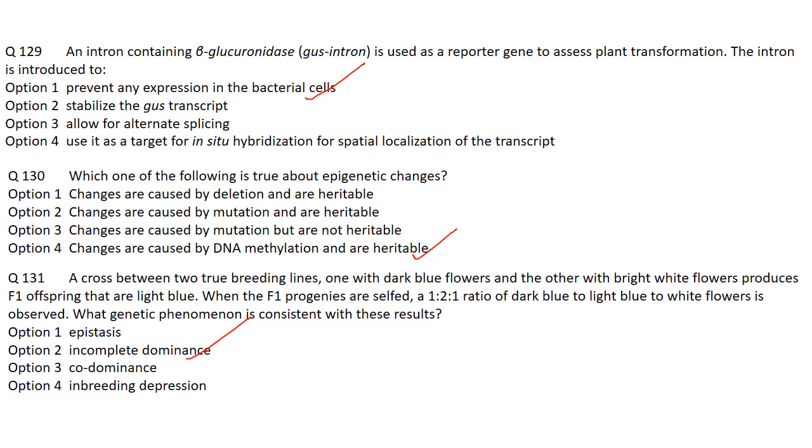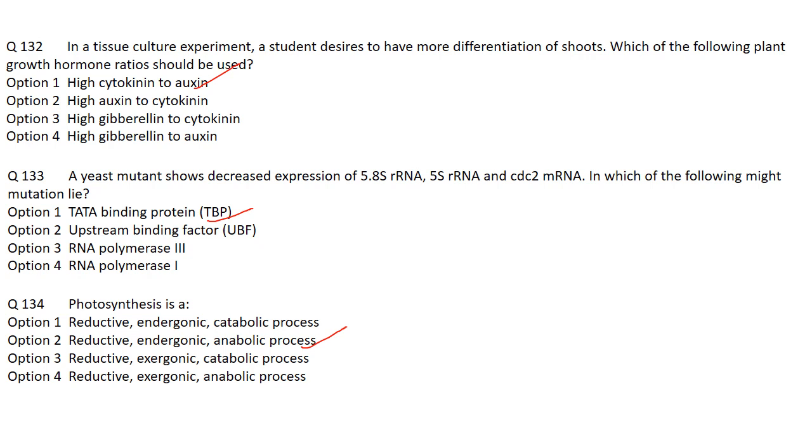Answer is option 2. In a tissue culture experiment, a student desires to have more differentiation of shoots. Which of the following plant growth hormone ratios should be used? A high cytokinin to auxin ratio induces shooting in plants. Answer is option 1. The next one.